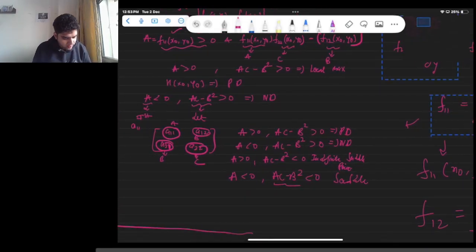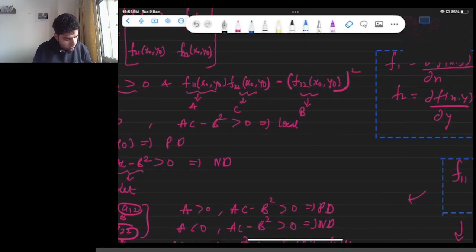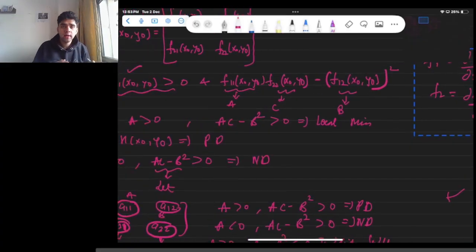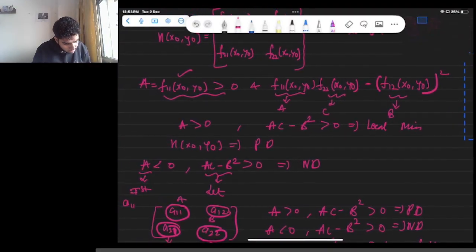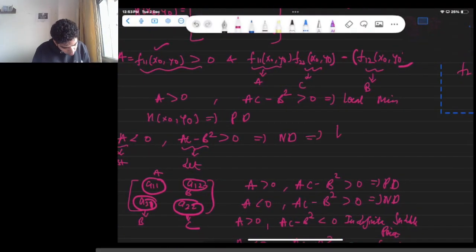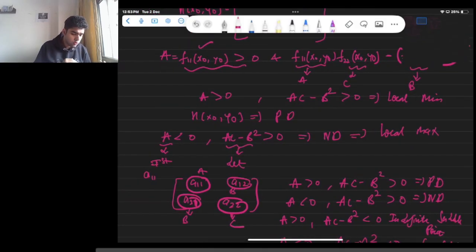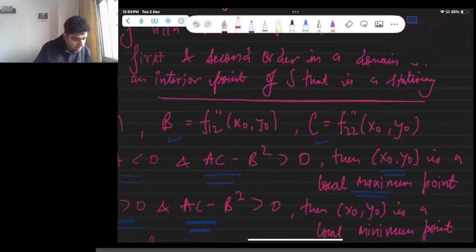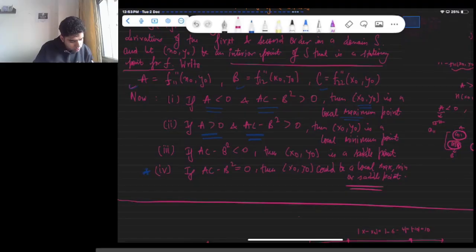So whenever we have a negative definite, we get a local max. Wait a minute, I made a mistake. Here it is local min. Whenever my a is greater than 0 and my ac minus b square is greater than 0, we get a local min. And whenever I have a negative definite, we get a local max. So when my a is less than 0 and my determinant is positive, I get a local max. So my a is less than 0, ac minus b square is greater than 0, local max. And my a is positive, ac minus b square is positive, you get a local min.